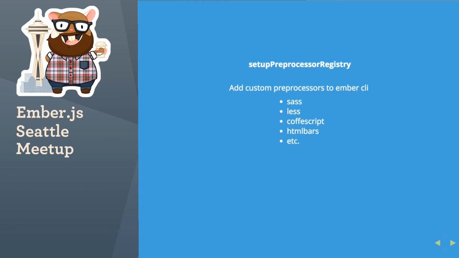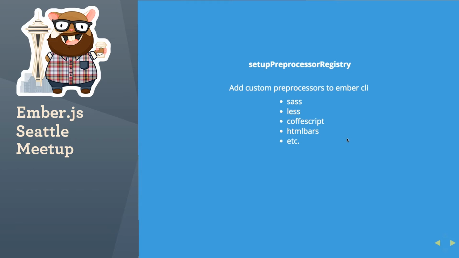Set up preprocessor registry. This is one of the things that makes Ember-Cli pretty powerful. You can do almost anything you want. If you don't like JavaScript or ECMAScript, you can be a CoffeeScript user. We won't hate you nonetheless. You don't have to have that SASS versus LESS debate. You can use either one, even both if you're really crazy.